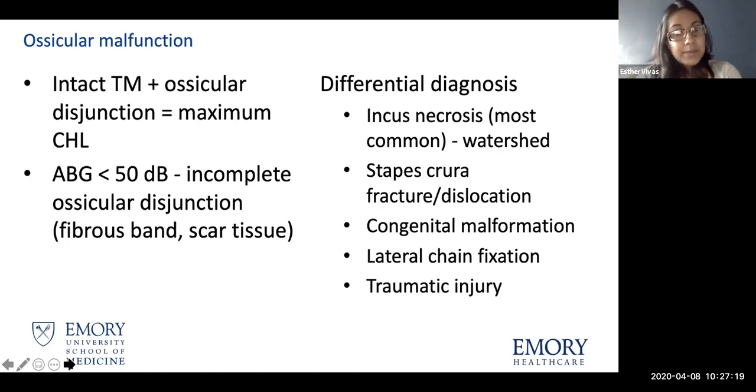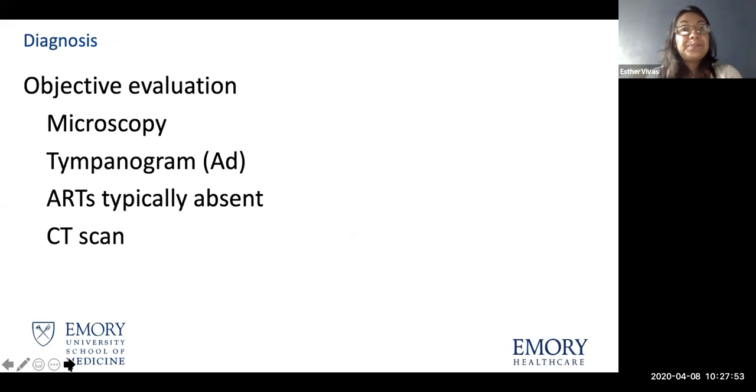You know, we see a lot of Q-tip trauma or even negative pressure trauma, where people with tight earbuds pull the earbuds out and suddenly have a hearing loss. They can undergo a fracture or dislocation just from that, and I have seen that several times. You can have a congenital malformation. Lateral chain fixation is a very common example of a congenital malformation. And then, of course, all kinds of different traumatic injuries, whether it's blunt trauma or direct trauma with a foreign object.